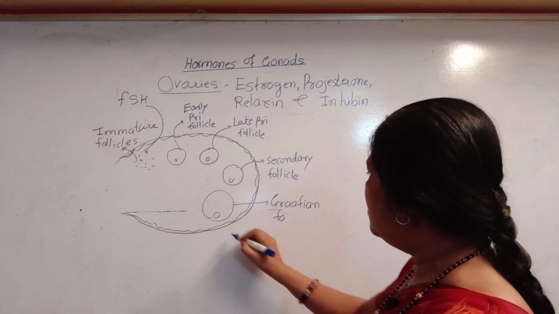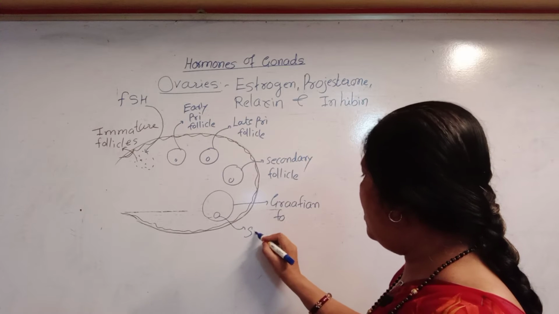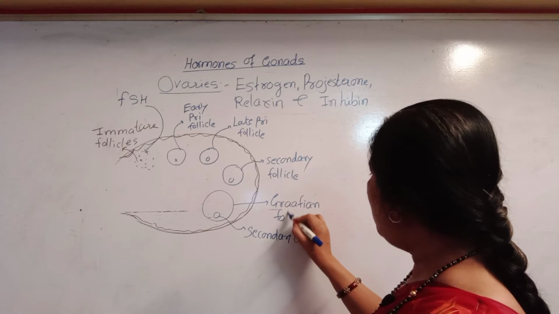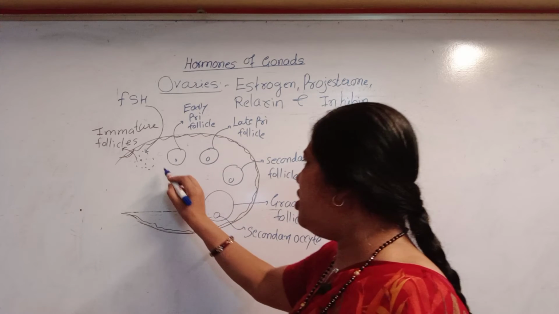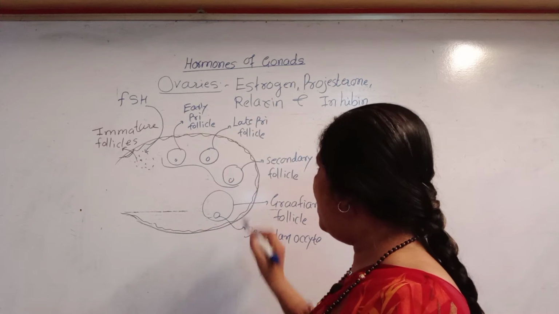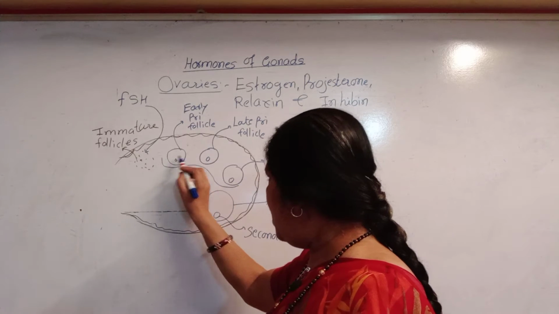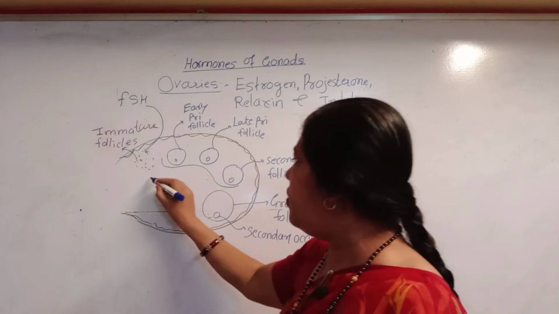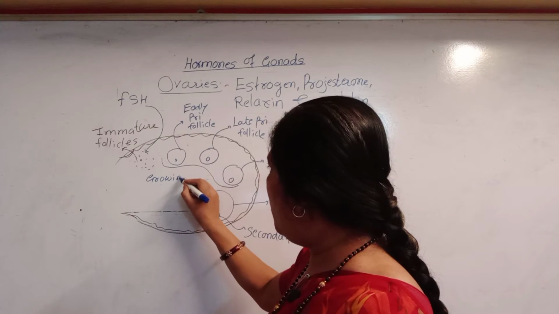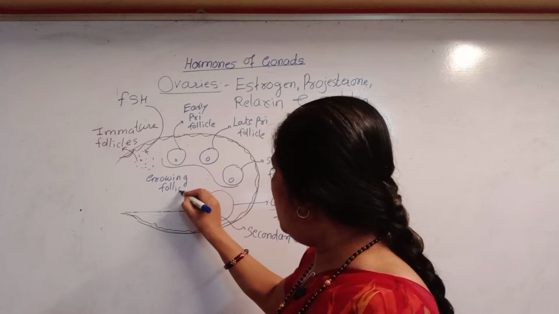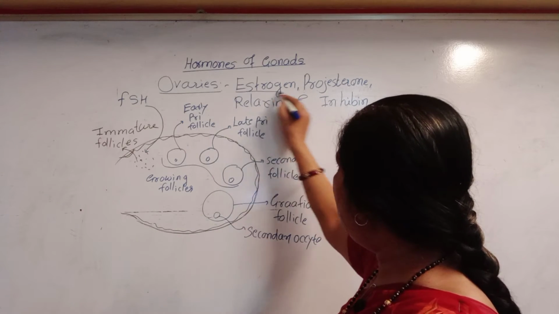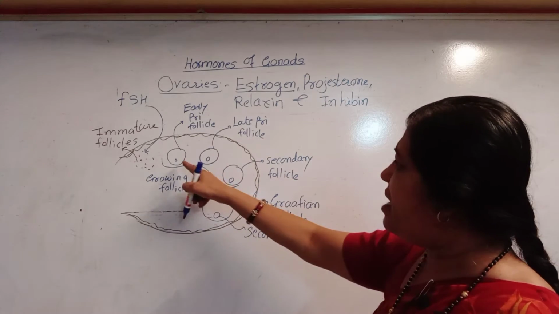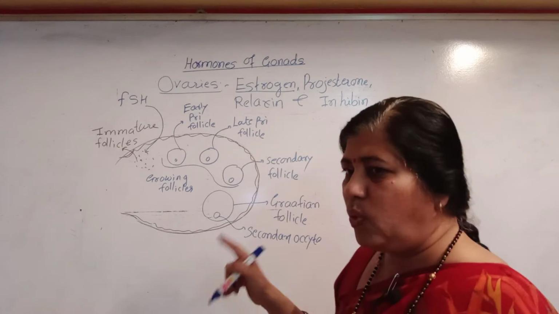It contains the female gamete, that is secondary oocyte. So why am I drawing all these stages of ovarian follicles? Because these 3, early primary follicle, late primary follicle and secondary follicle, are called growing follicles. And these growing follicles secrete a hormone, estrogen. So estrogen is the hormone secreted by growing follicles in the ovary.